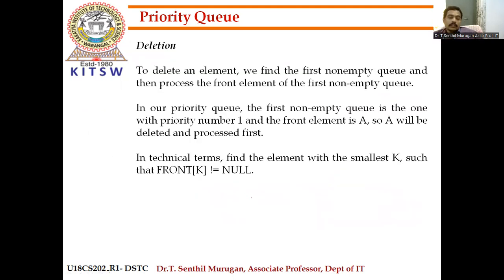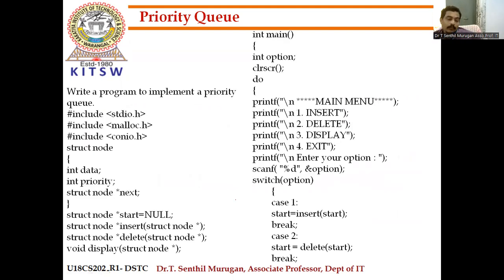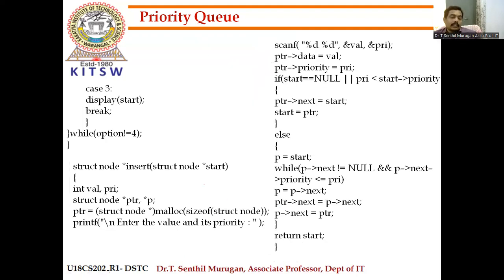Now we can delete. If it is not equal to null, we find the highest priority and remove it. So here the insert operation and the delete operation are there. Initially the start pointer is null, and it will check one by one. So for the insert operation, what do we have to check?